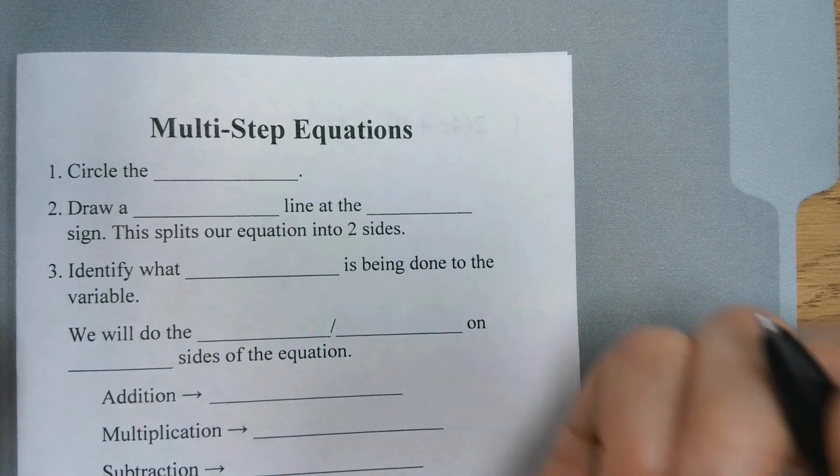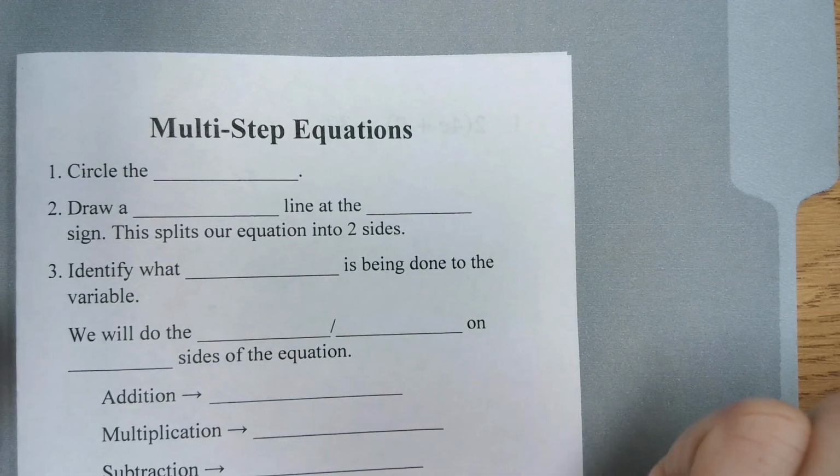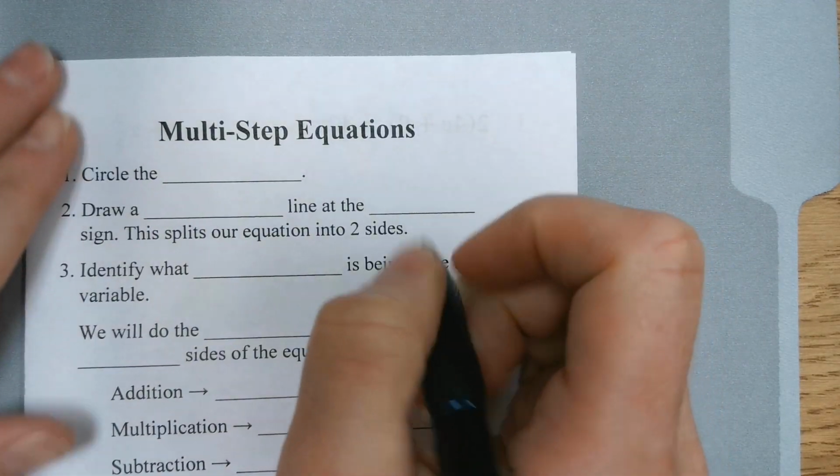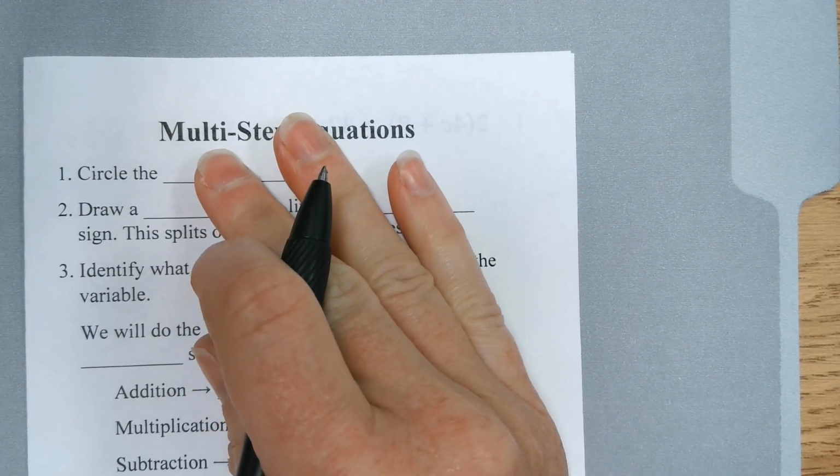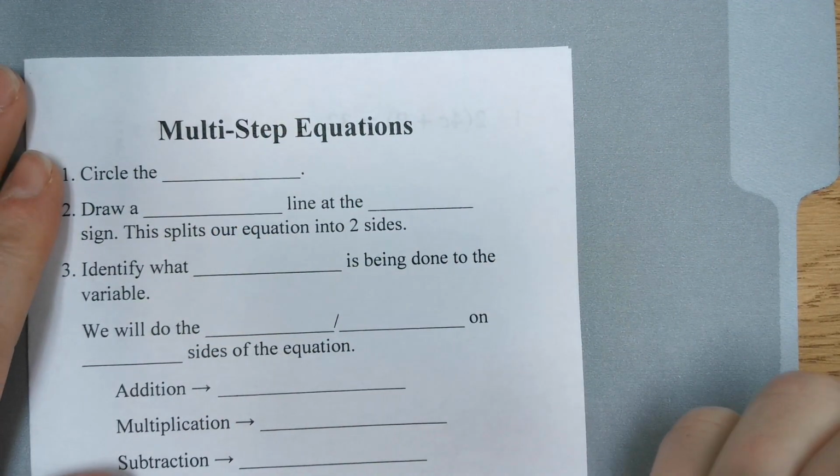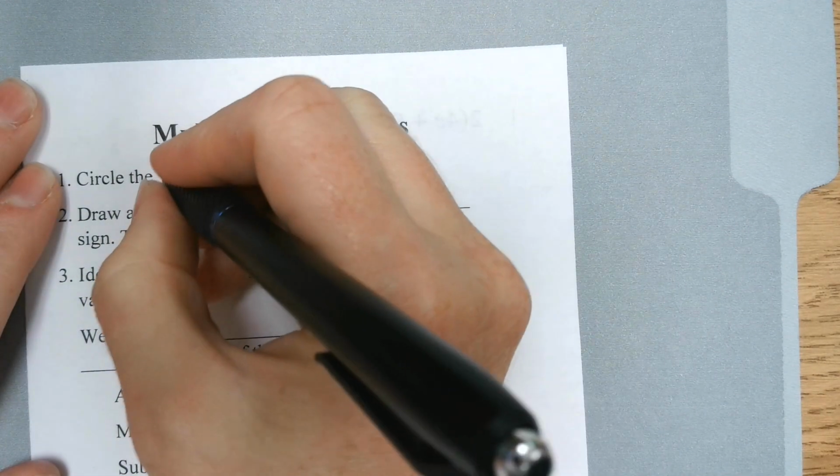We're going to solve multi-step equations. So we're going to go through these steps. We already have gone through these steps for fill in the blank, so it's going to be kind of quick. Number 1, circle the variable.